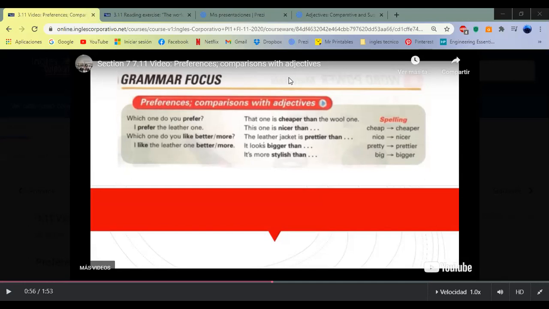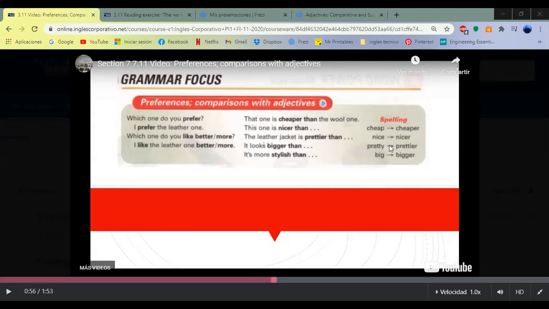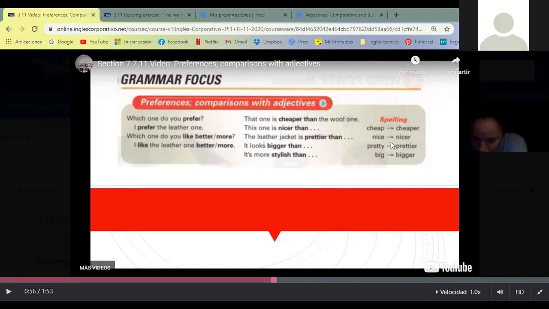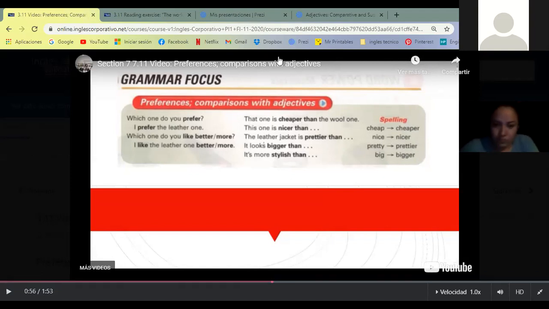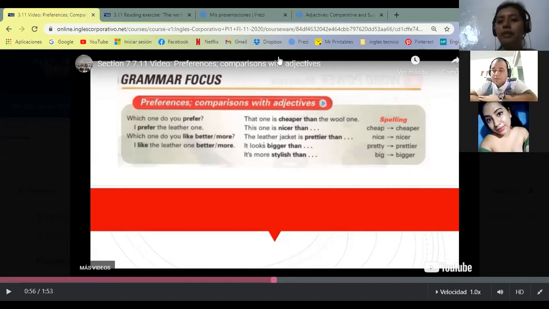Okay, sorry. Okay, we have the first one that is bigger. Sorry, Beatriz, I'm just checking the pronunciation. The first one is cheap. Then we have nice, pretty, cheap, and big. Okay, so can you read the comparative form, please? Okay. Cheap, cheaper. Okay. Nice.